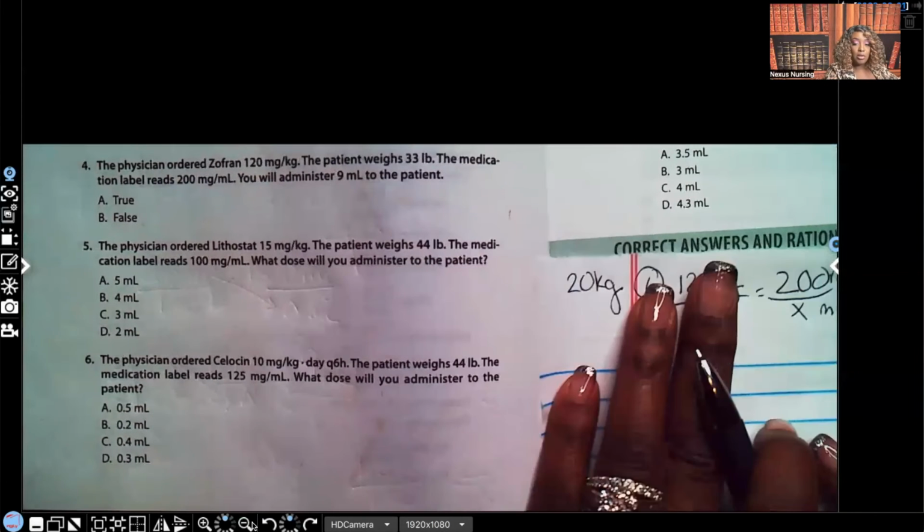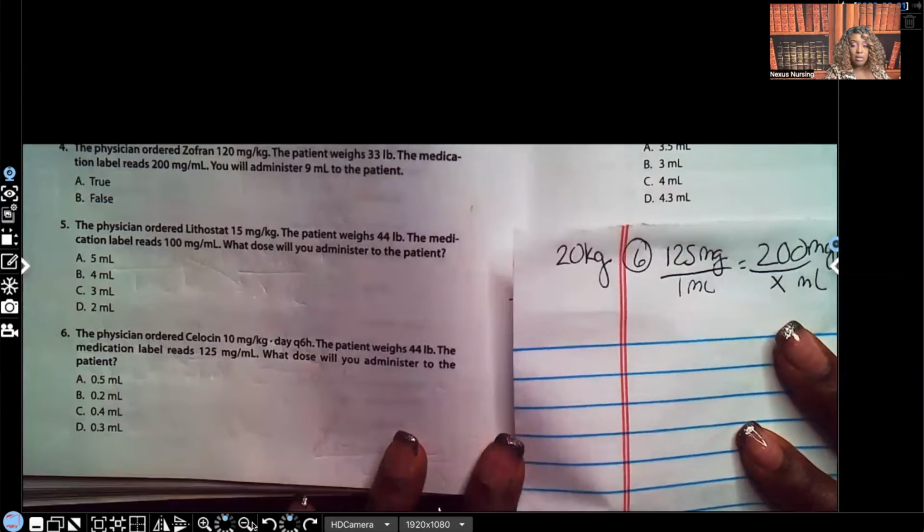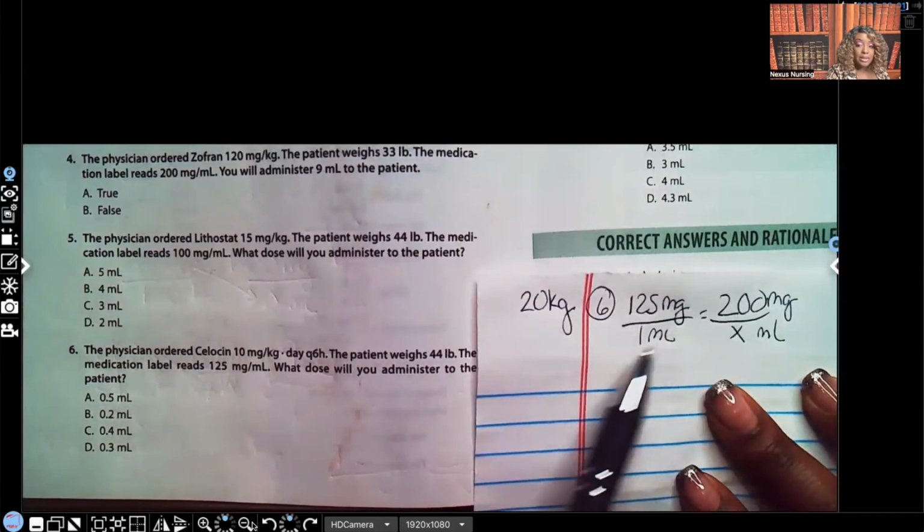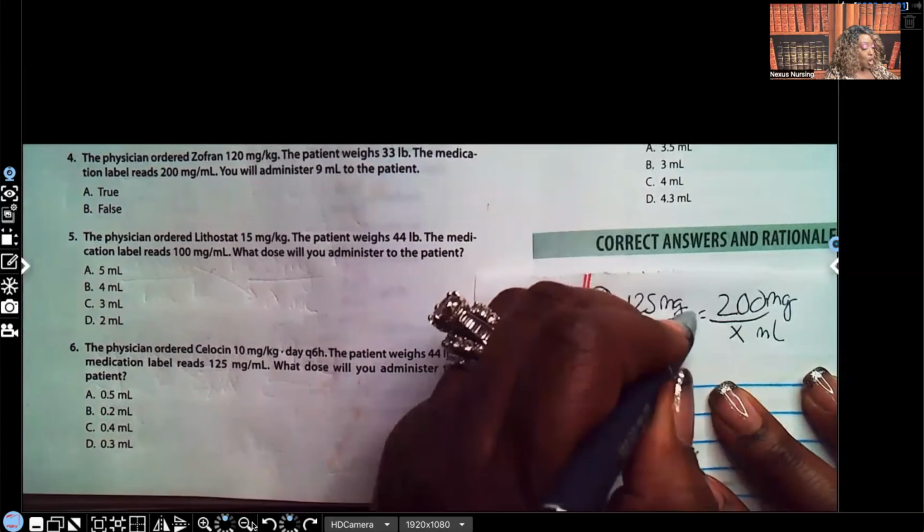Let me move here so you can see the math. I want you to still be able to see what I'm doing. Okay, you can see this. Now that this is set up, we can cross multiply.